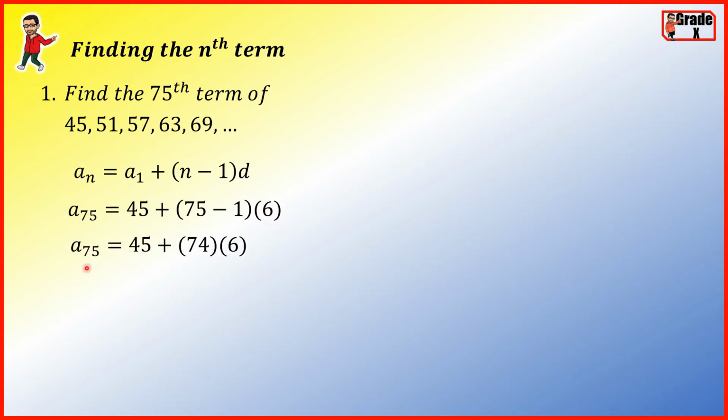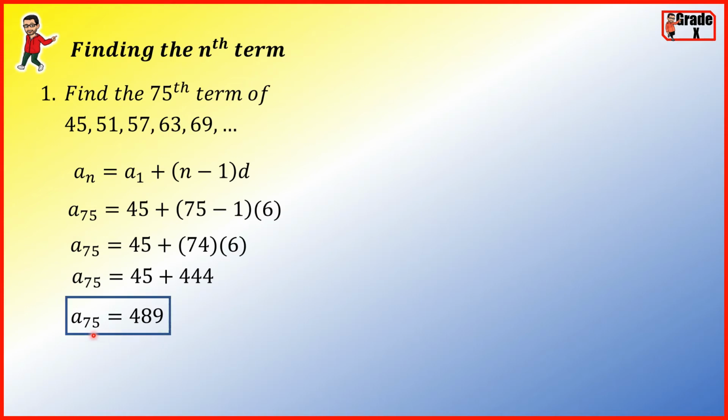Then, a sub 75 equals 45 plus 75 minus 1 is 74 times 6. A sub 75 equals 45 plus 74 times 6, so that is 444. Then the sum of these two numbers is 489. So therefore, the 75th term is 489.